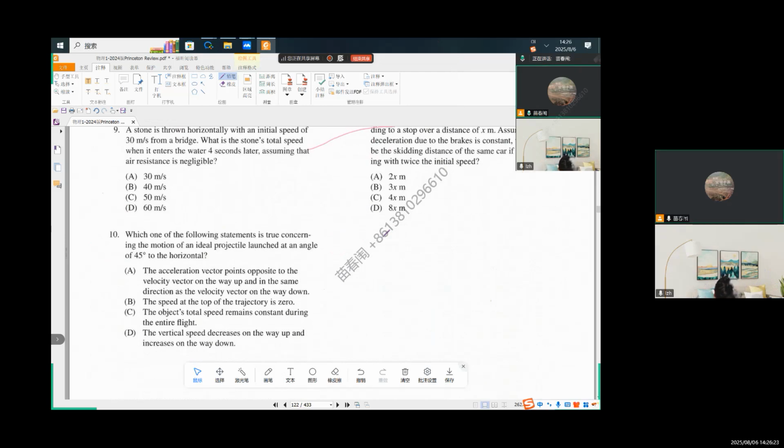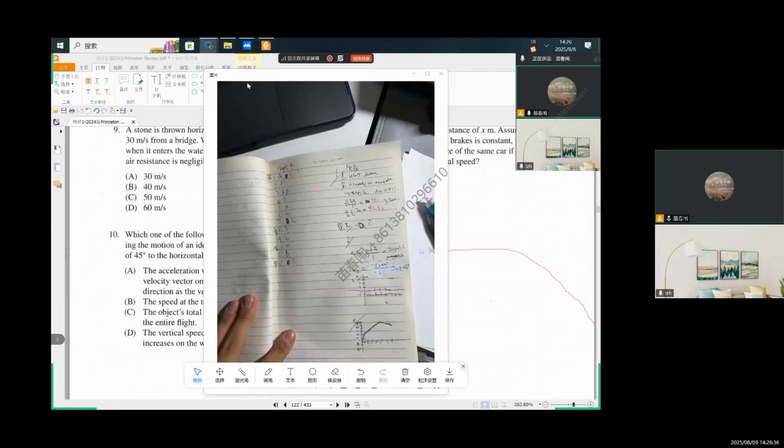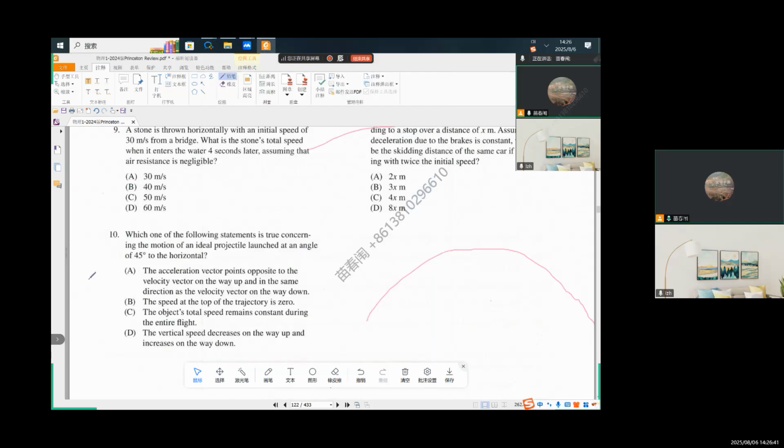Which of the following statements is true concerning the motion of an ideal projectile launched at an angle of 45 degrees to horizontal, like this? You're choosing 10. Let me see which one you're choosing. Oh, you didn't choose. Let's take a look at A and see whether A is right. Can you read A? The acceleration vector points opposite to the velocity vector on the way up, and the same direction as the velocity on the way down.